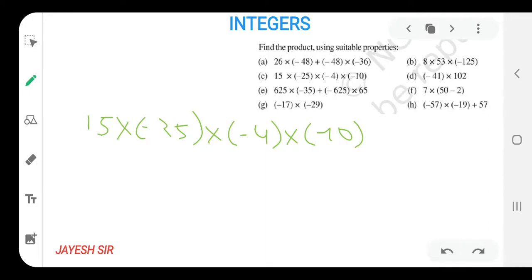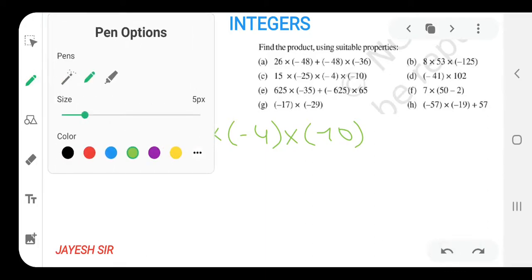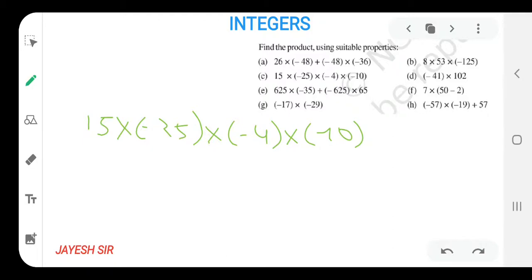First thing, another important result you will learn by heart, that is 25 into 4. 25 4s are 100. Yes, friends, so you will easily remember it. So after seeing minus 25 into minus 4, what will you directly write? 100 over here and minus 10 as it is.